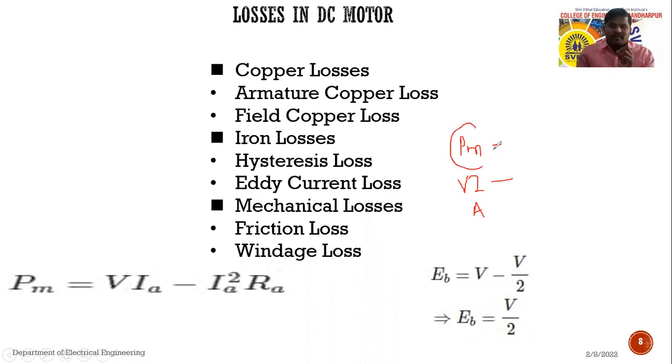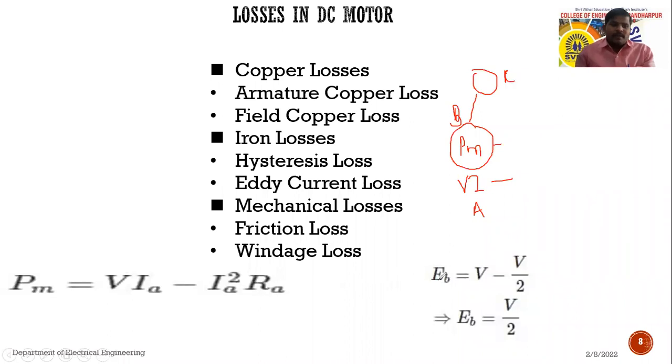Pm is the B stage, the mechanical power developed in the armature of the machine. And again, the actual output of the machine, the output at the shaft, is the C type of power.